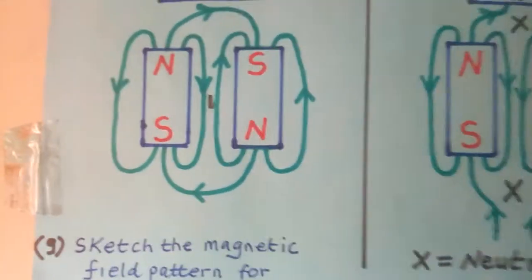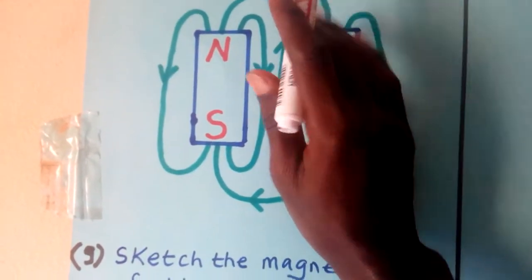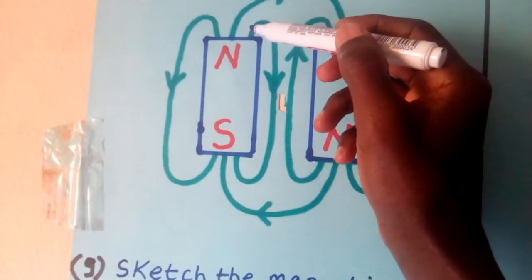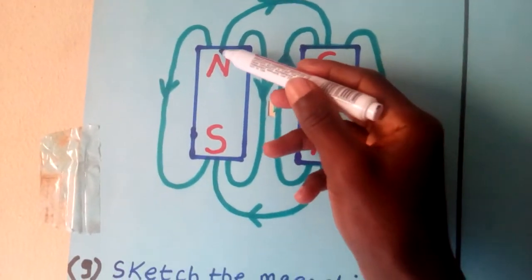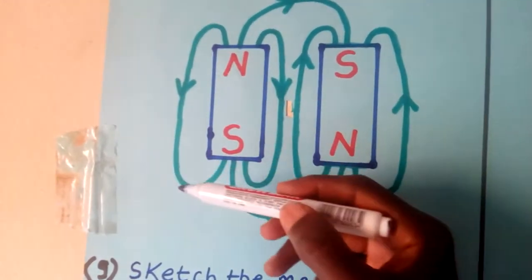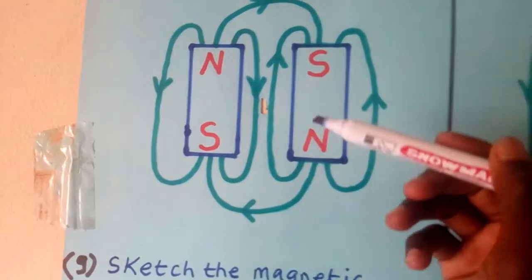Now, what happens here? Without this magnet, the magnetic field of this one is from north, you see, coming here to south. You have north coming here to south. Then when this one is also not there, this one also will be from north.